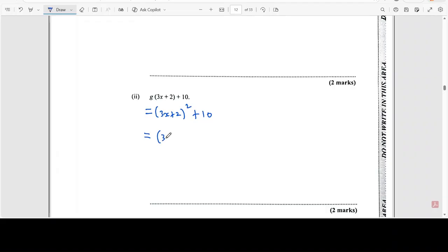So I'm going to do it the long way because I can't remember the short way. We want to multiply it by itself, right? So first term by first term, 9x squared. First term by last term, 6x. Then second term by first term, 6x. Second term by second term, 4.